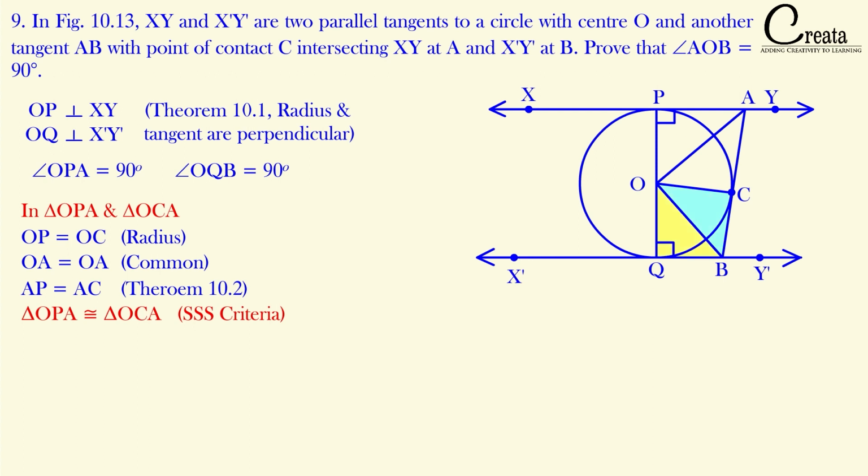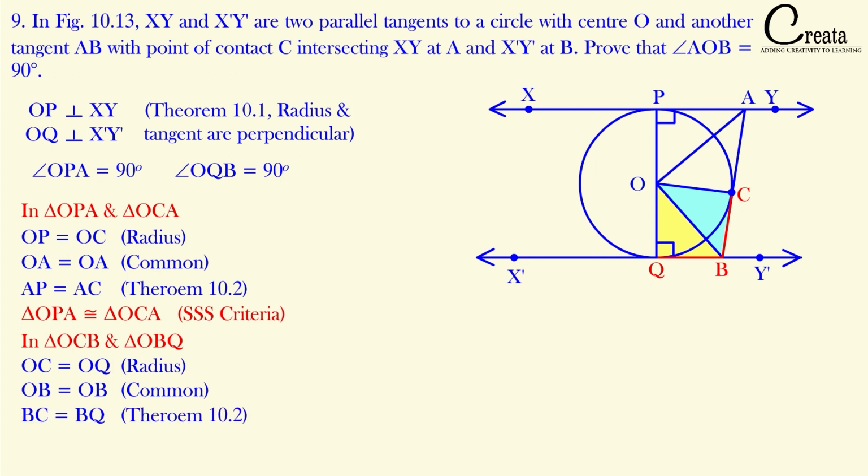Similarly, we will prove these 2 triangles also as congruent to each other. Here OC and OQ are the radius, so both are equal. OB is common in both the triangles. And BC and QB are again the 2 tangents from an external point B to the circle. So BQ and BC will be equal to each other. The same theorem 10.2 we have used. B is the external point and BC and BQ are the 2 tangents to the circle, so both are equal to each other. So again for these 2 triangles, all the 3 corresponding sides are equal. So by the SSS congruence rule, both the triangles are congruent to each other.